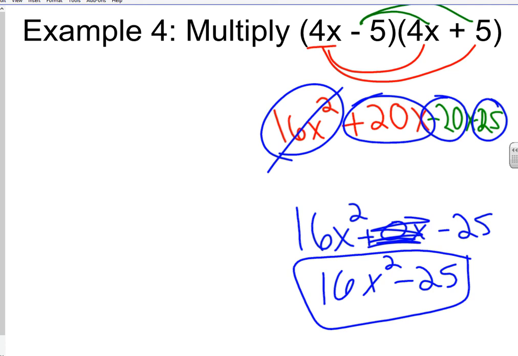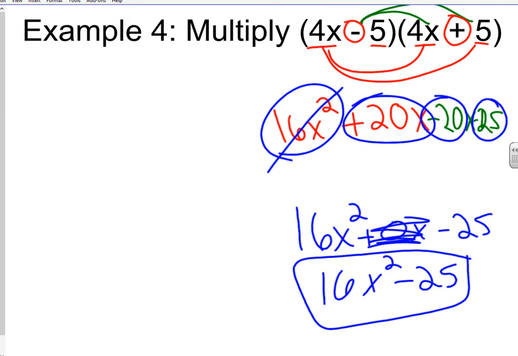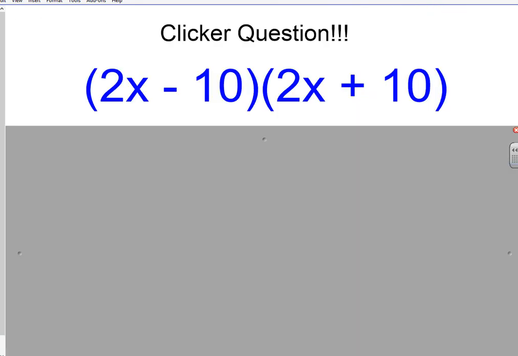They're the exact same thing, except this part is different. Whenever you have the exact same thing with a plus and a minus, the middle term disappears. Just like on example 3, it was the exact same thing, an x and a 2, but one was minus, one was plus. And that's, again, why the middle term disappears. Pause the video now as you try this clicker question. Press play to go over your answer.